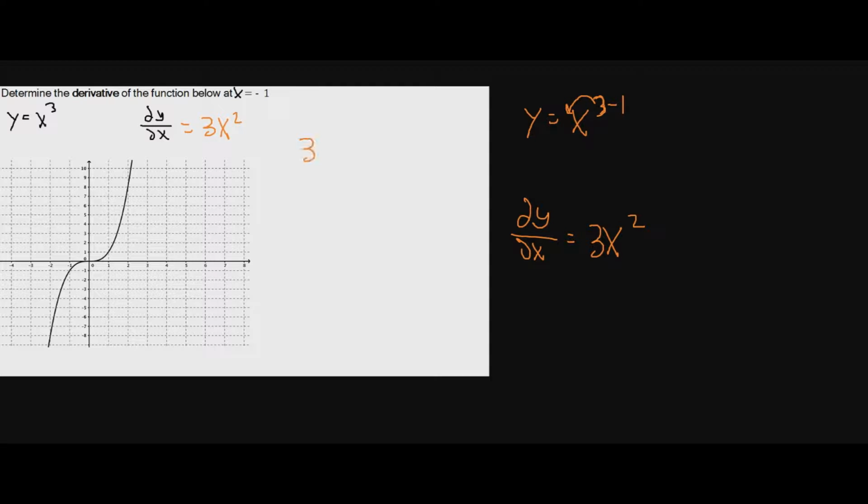Check this out. 3 times -1 squared. This is 3 times 1, which is 3. That means my instant slope at -1 is 3. Or in other words, 3 over 1. Well, let's check it out. Go over here, go up 3. 1, 2, 3 over 1.